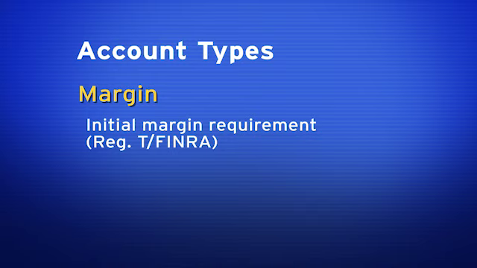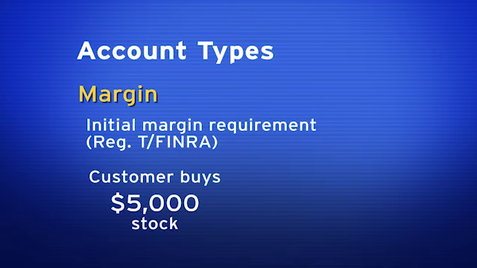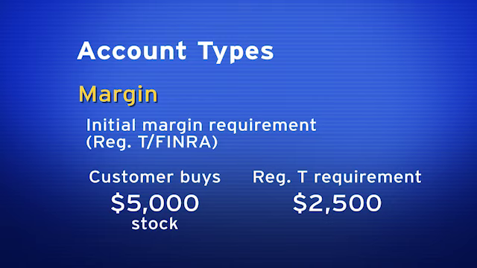Let's take a look at some examples. On the initial trade in a margin account, the customer buys $5,000 worth of stock. The Reg T requirement is 50%, so the Reg T requirement would be $2,500. The customer on the initial trade has got to meet the Reg T requirement or FINRA's minimum requirement of a $2,000 deposit, whichever is greater. Well, $2,500 is greater, so the customer would have to deposit $2,500. They would get a margin call for $2,500.